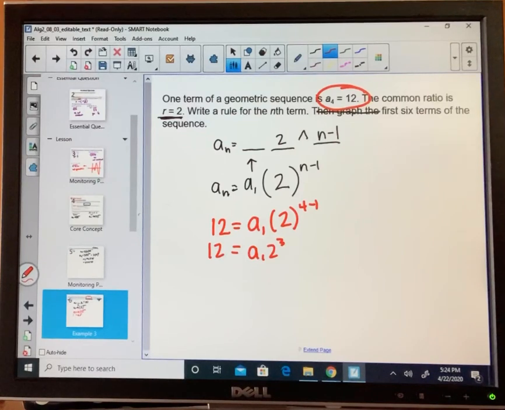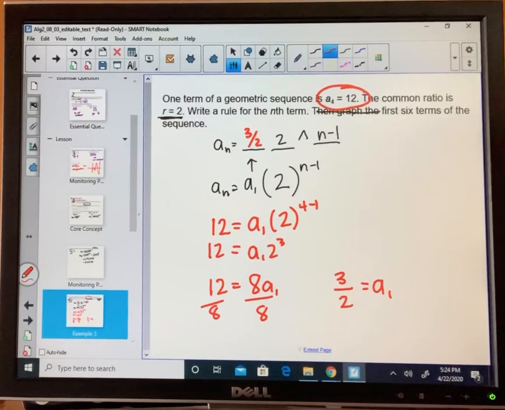And 2 to the power of 3 is 8. So I can just say this is 8a1. Well, now I can solve. Divide by 8. And those both have 4 in common. 4 divided by 12 is 3. 8 divided by 4 is 2. Okay, so I get a1 is equal to 3 halves. So that's what I would put here, 3 halves.